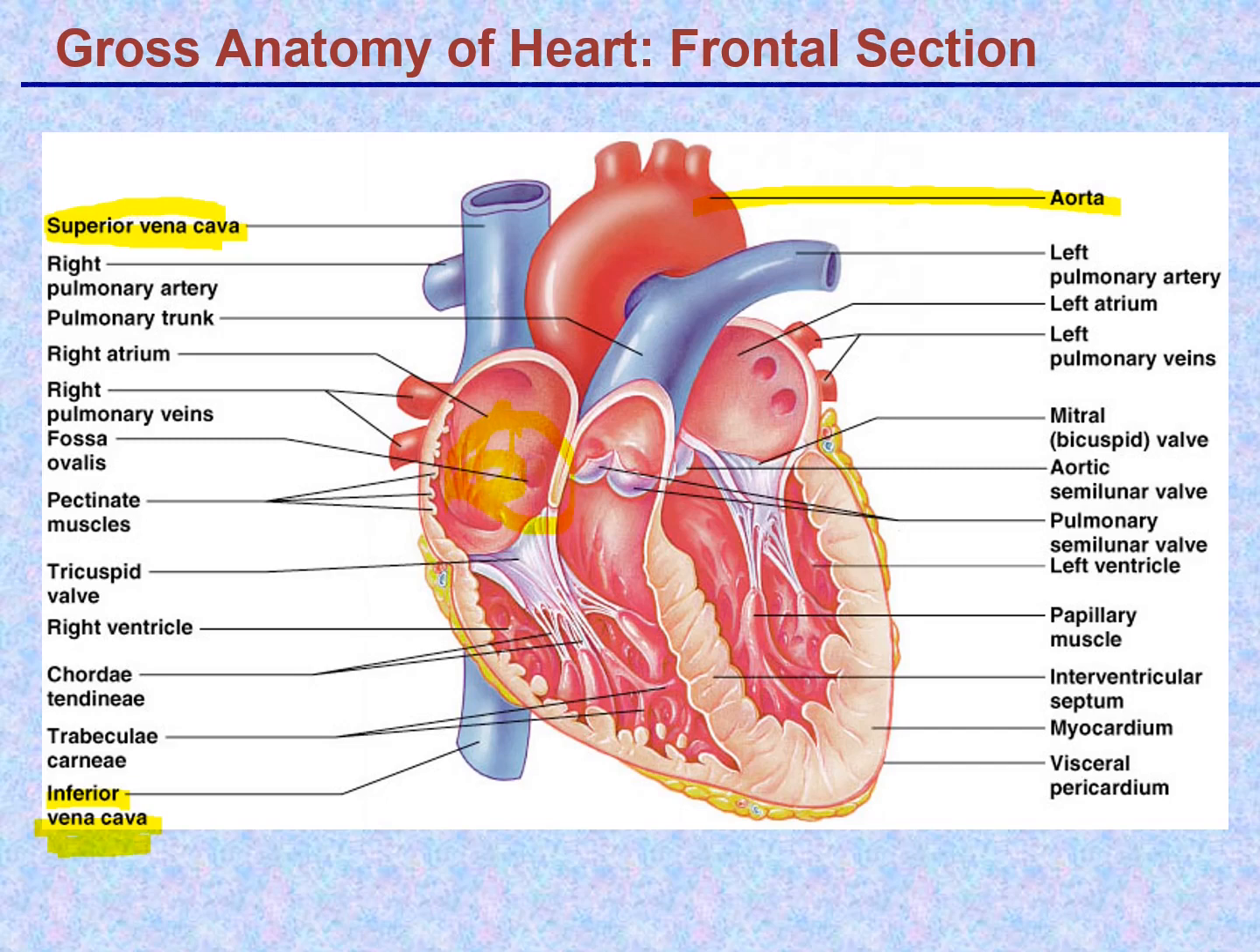into the right atrium here, and then it goes through the tricuspid valve into the right ventricle, and then up, going past the pulmonary semilunar valve here, out of the right ventricle, and up through the pulmonary trunk, which splits into a left pulmonary artery and a right pulmonary artery.